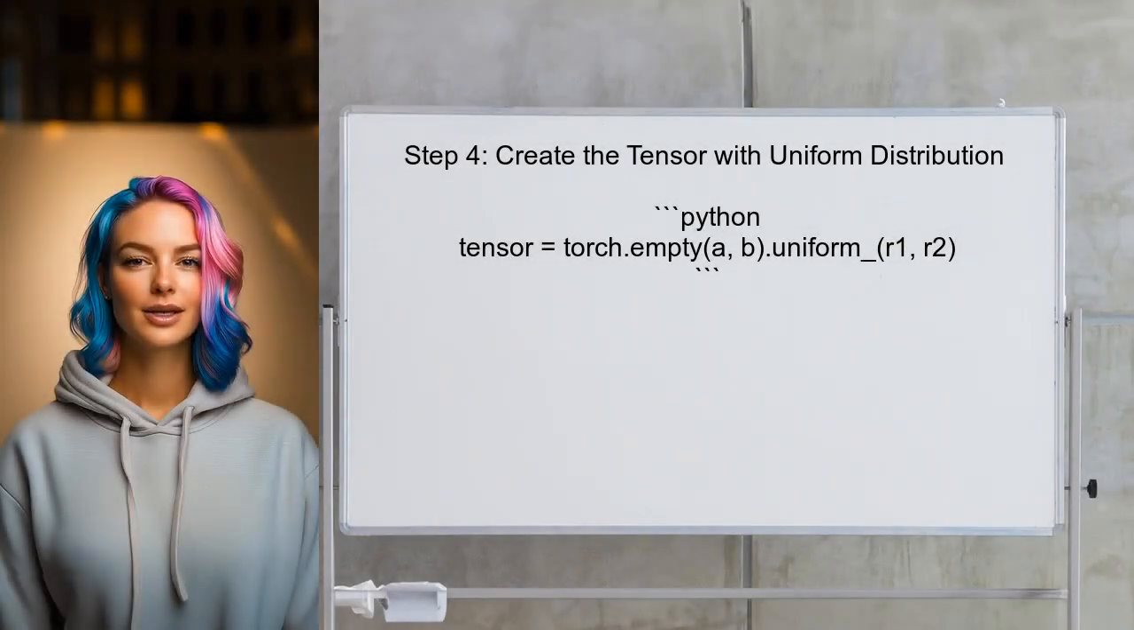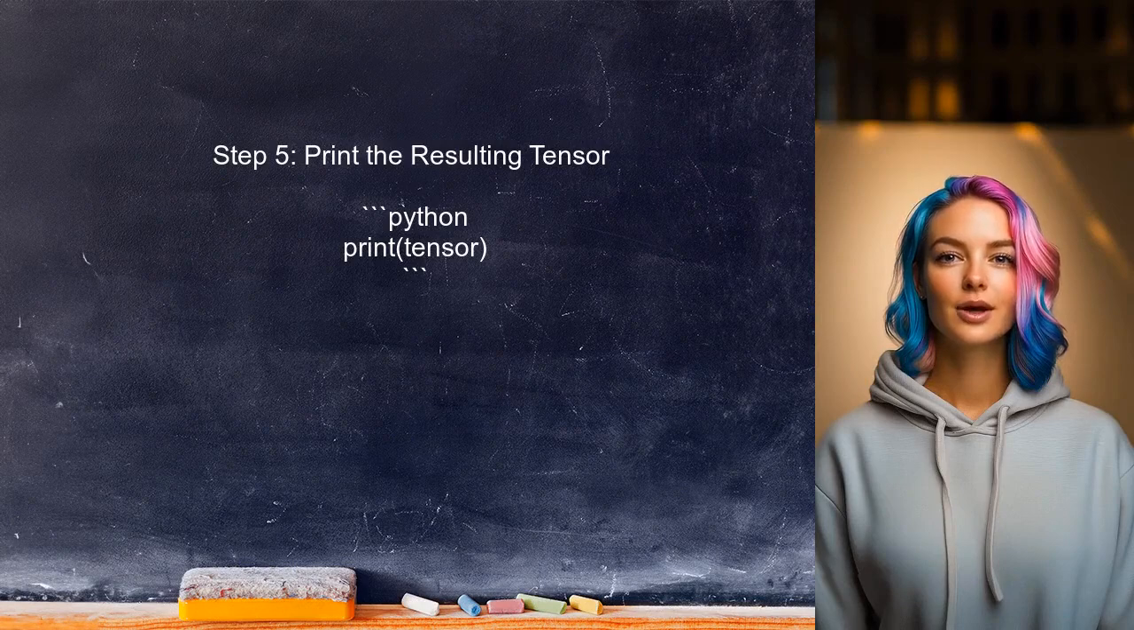After defining the range, the user can create the tensor using the uniform distribution function. They should use the torch.empty function to create an uninitialized tensor and then fill it with values from the uniform distribution. Finally, the user can print the resulting tensor to verify that it contains the expected values from the uniform distribution.